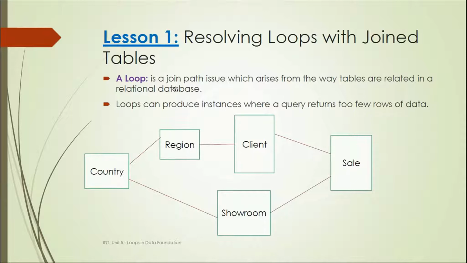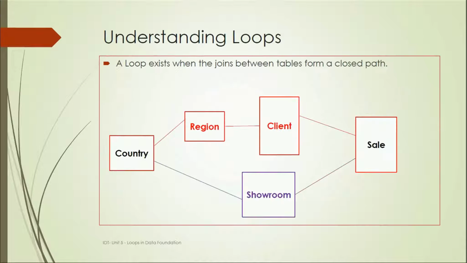So a loop is a join path issue which arises from the way tables are related in a relational database. If you see the structure of these tables, like country, region, client, sales, showroom, they are joined to each other, forming a loop from this side coming to country again. This can produce instances where a query returns too few rows of data, and incorrect results after developing the data foundation. So we need to understand these loops and resolve them as well.